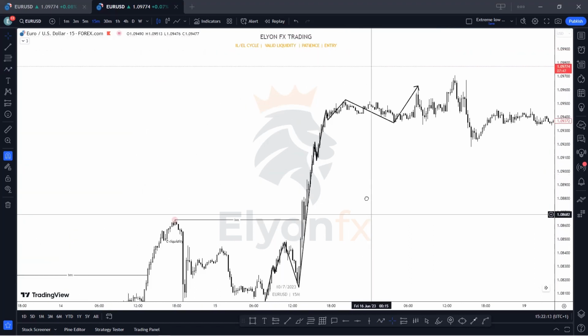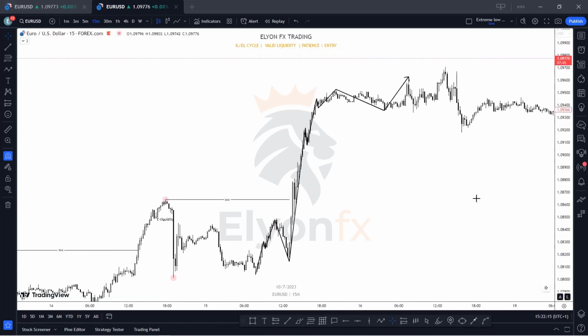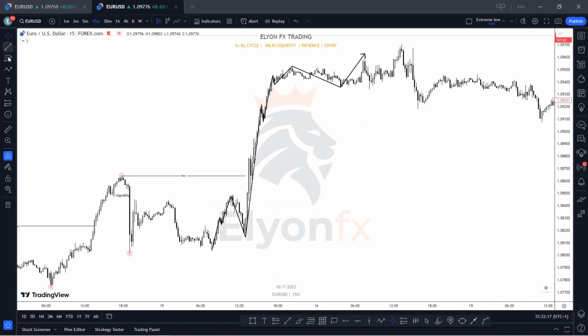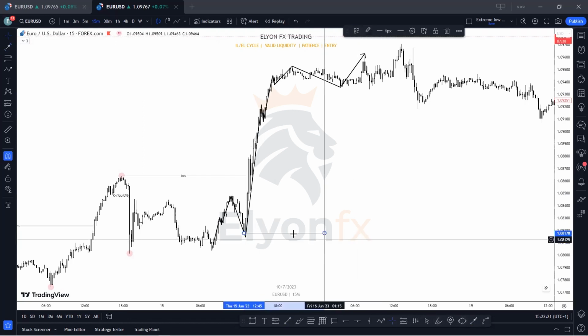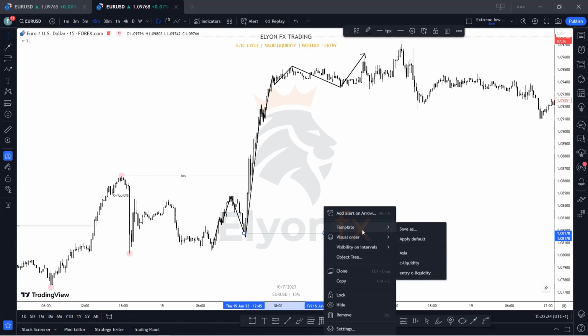Okay, so now if you look at what I just marked, you see something interesting. First, at this low right here, we have what? We have our chalk liquidity. And how do I know it's a chalk liquidity?